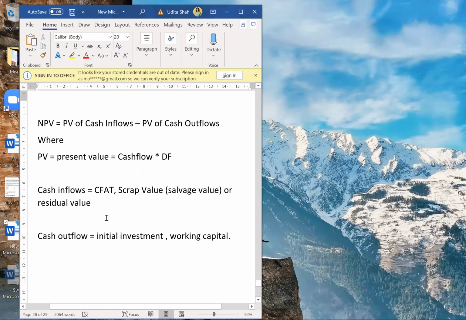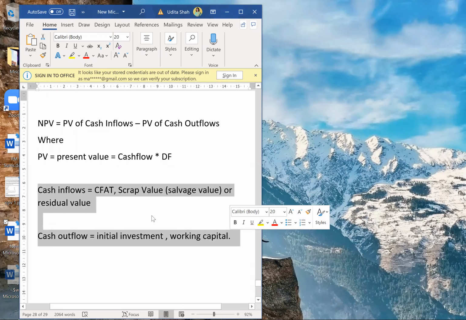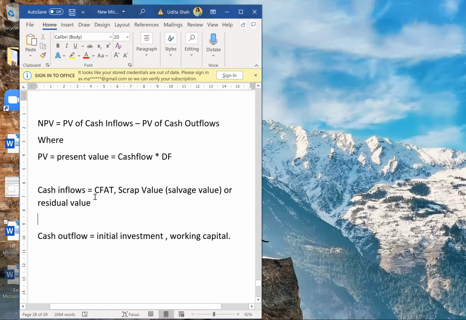So now we have done this problem, the problem of NPV, where cash inflow is your CFAT, cash flow after tax. It can be positive, it can be negative. Scrap value will be in the last year. Scrap value is the salvage value or the residual value. And recovery of working capital, because we have done the working capital concept also now. So recovery of working capital will also be a cash inflow.